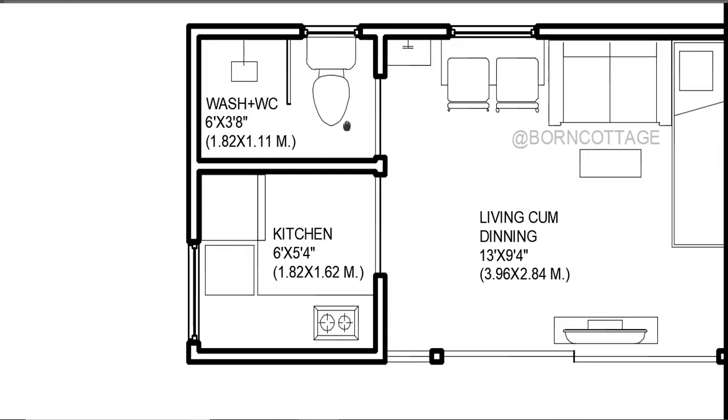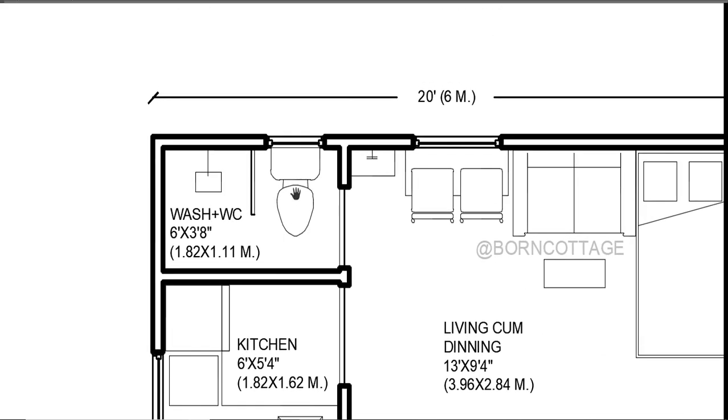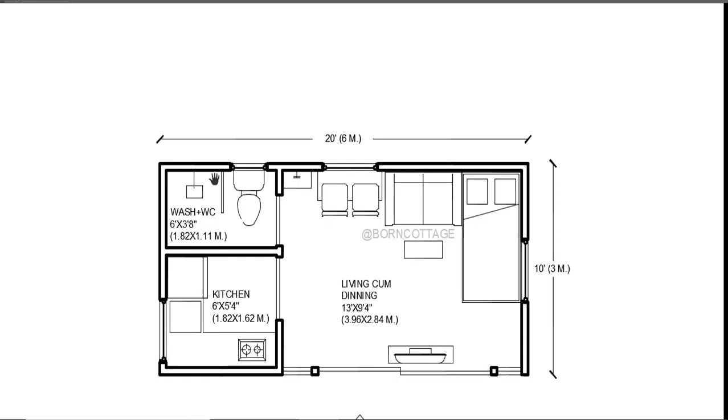If we go inside, we have a common use washroom plus water closet here. You can see here the wash basin, water closet and the shower area, and we have a ventilator for ventilation of this washroom. So this is the floor plan of the house you are watching on the screen.